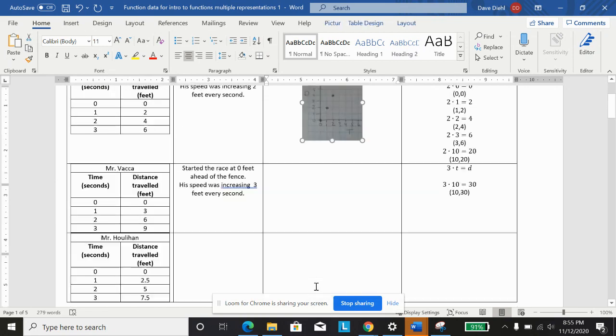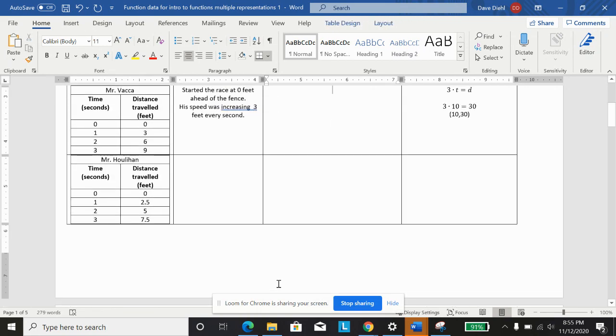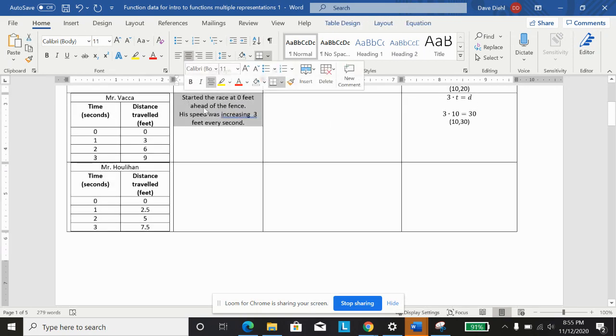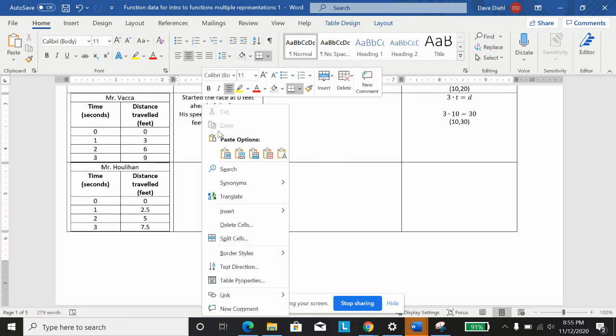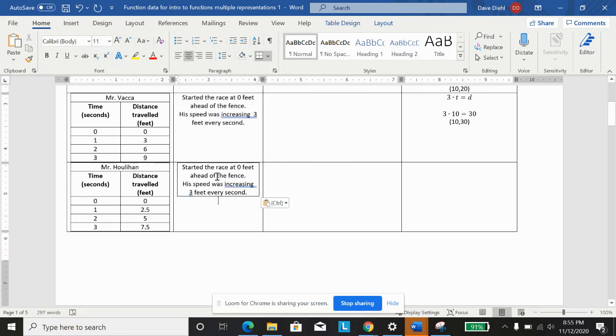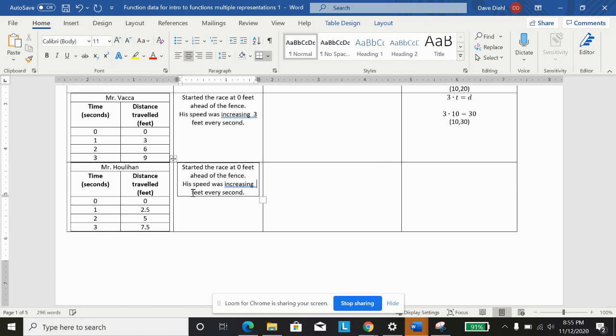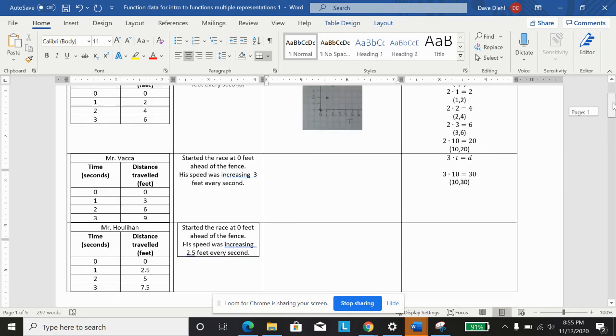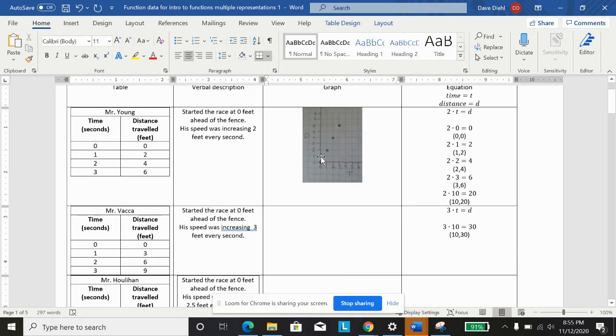Let's look at Mr. Houlihan. And Mr. Houlihan, again, would be the same verbal description as Mr. Young and Mr. Vaca. But now, what's his speed? He also starts at 0, but he increases 2.5 every second. So that's a little bit faster than Mr. Young, but not quite as fast as Mr. Vaca. So he would be faster than this line, but not quite as fast as Mr. Vaca's line. And what would his equation look like?